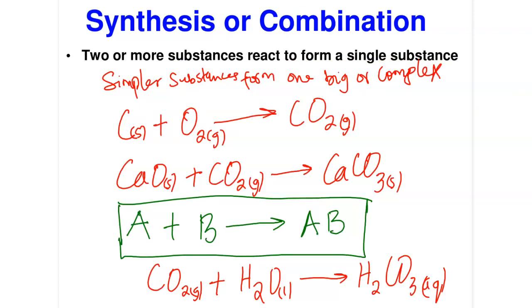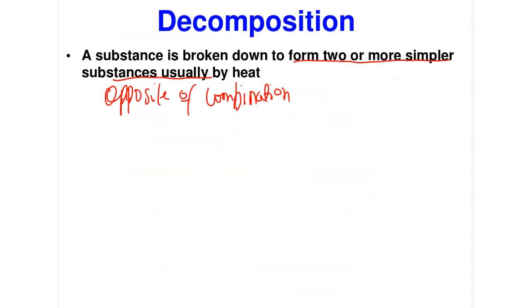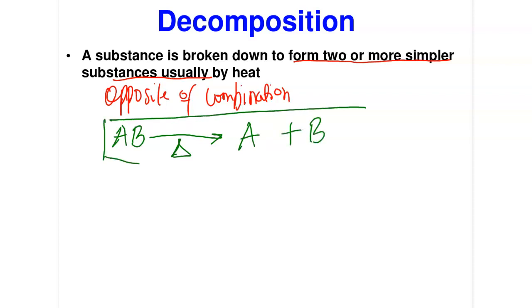So I can easily turn this thing around in opposite to form the general pattern for this decomposition reaction. If I have a complex AB, and of course, this decomposition is usually done by heat. This means heat. You heat this thing up and it breaks down into A plus B. This is the general form of every decomposition reaction. You start from a big stuff, you break it down into simpler stuff.